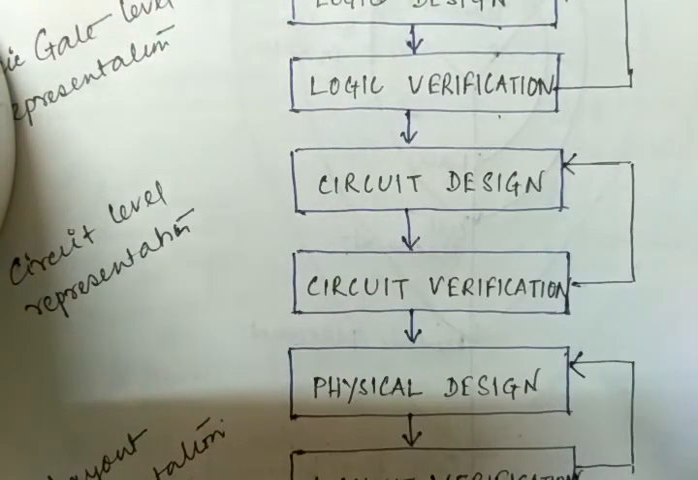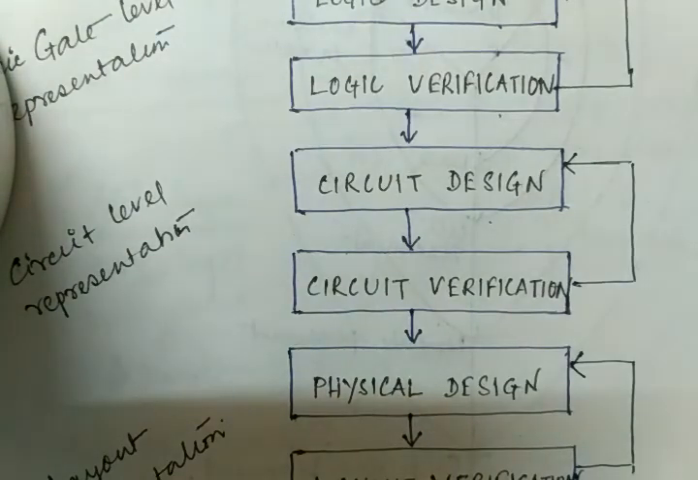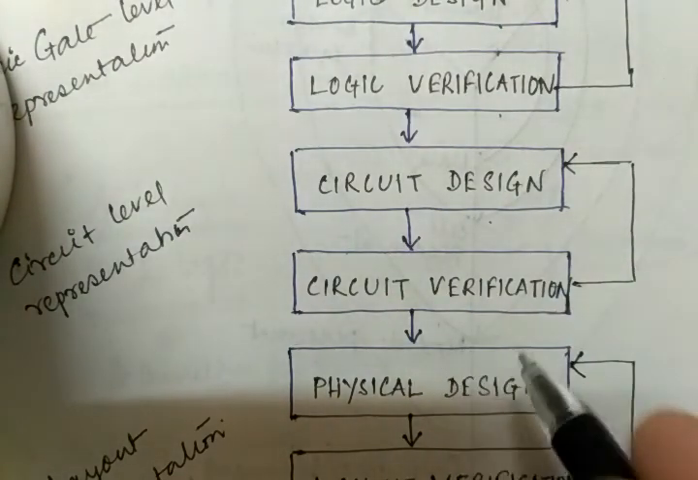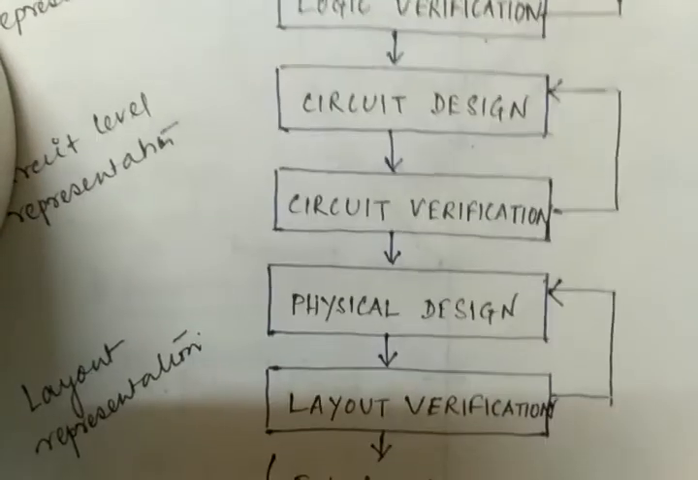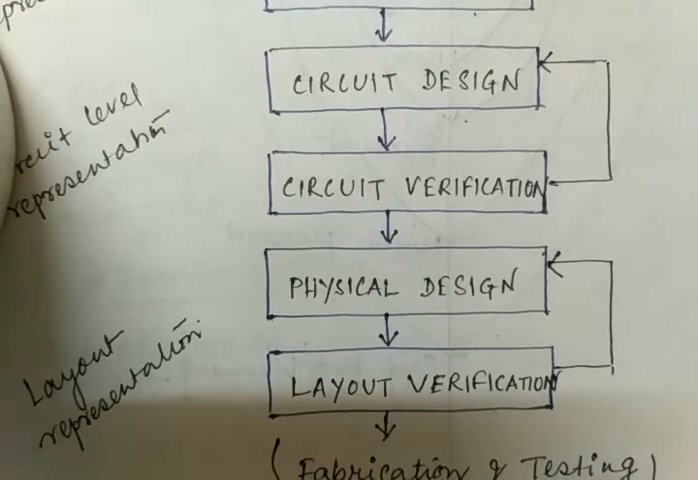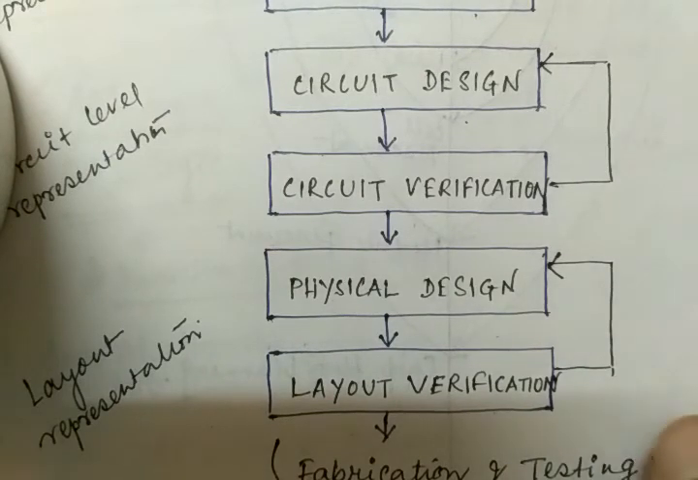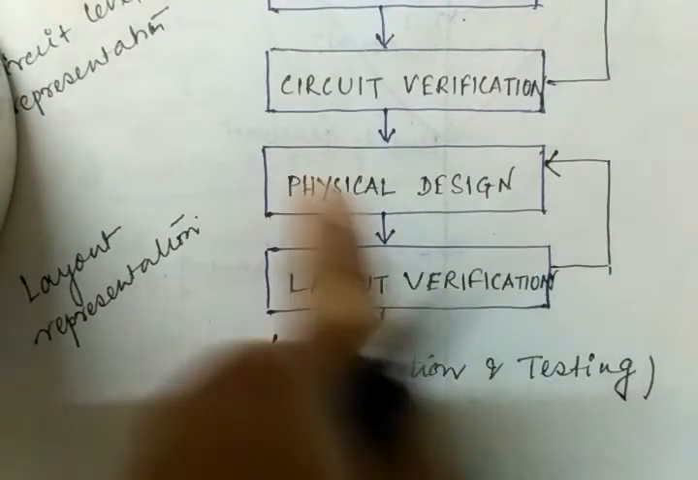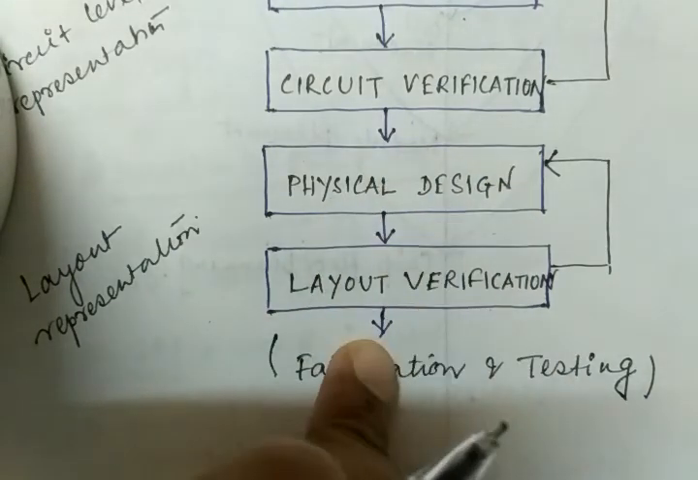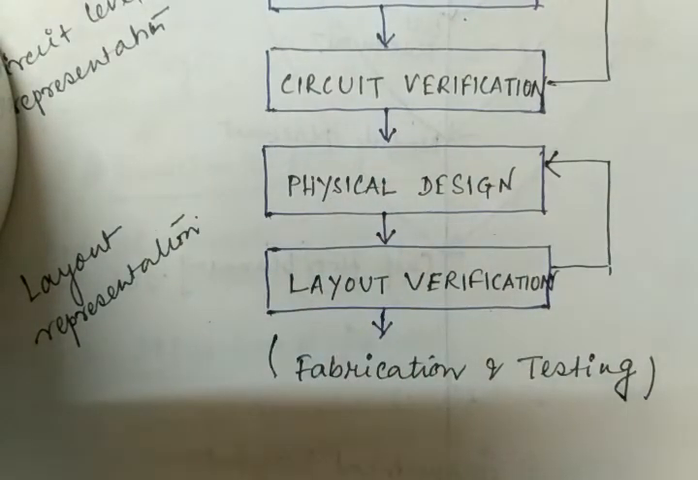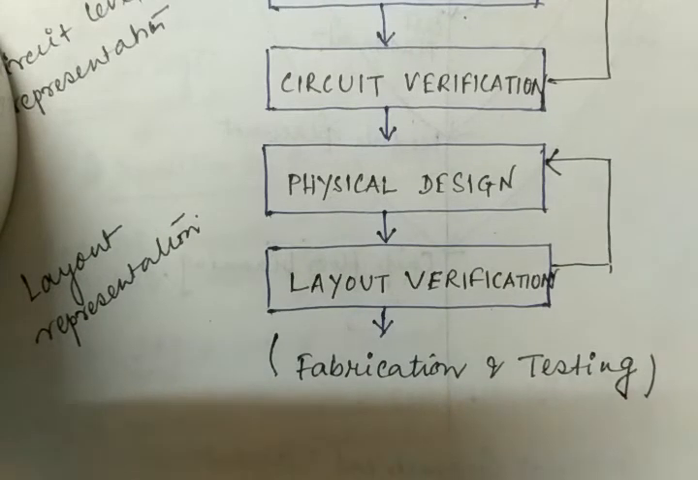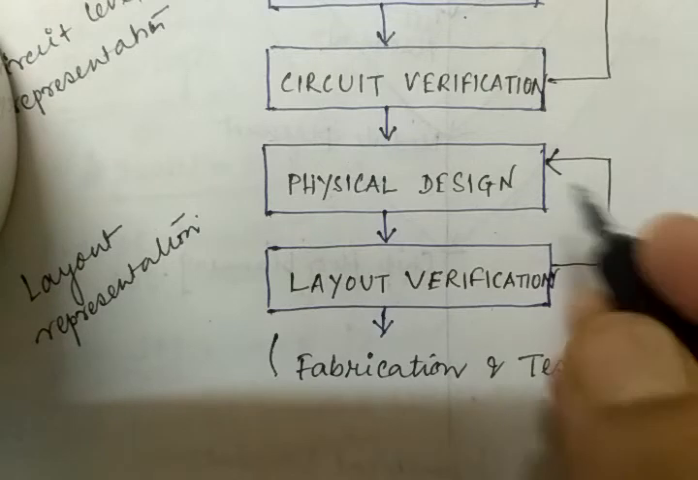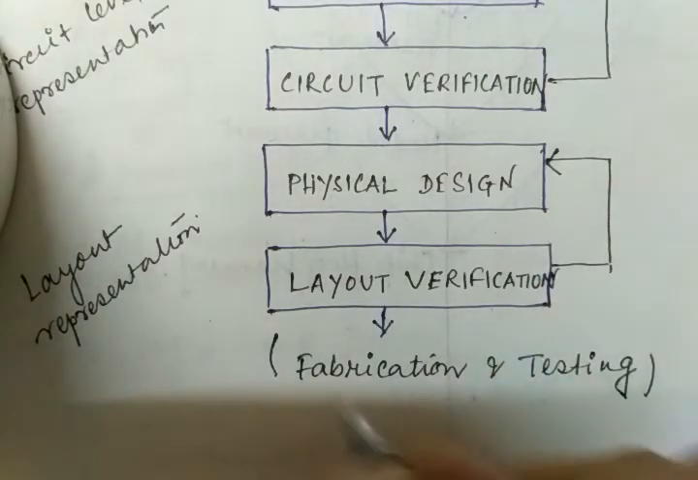Whenever the truth table is verified, we go to the circuit design. After the circuit design, we verify the circuit, whether it is meeting expectations, whether we are getting the output according to the input. If it is satisfied, then we go to the physical design and layout verification. Physical design is nothing but fabrication. That is, we take the substrate, then we make the layers, following the process of making this layer by layer in order to get that kind of small chip. This is known as physical design, and the process is known as fabrication.